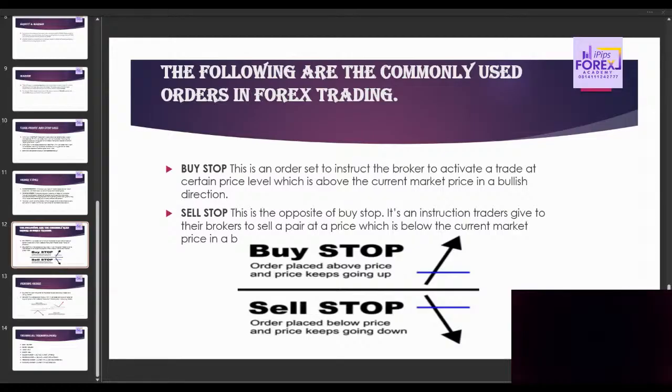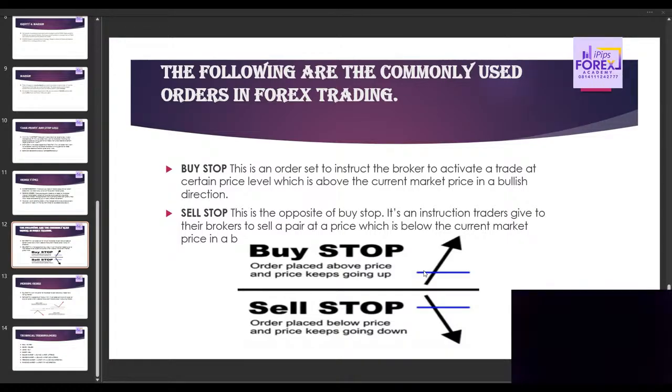Buy stop. 1,400 is above 1,002, where the price currently is, but price is already moving up. That's the difference. Look at the arrow of this example. Price is already moving up. So you now set it also in a buying trend already.